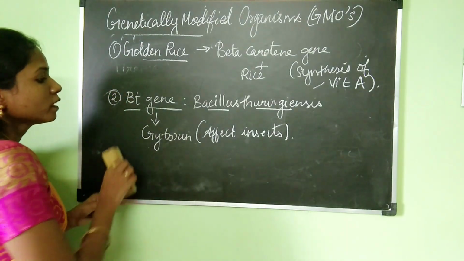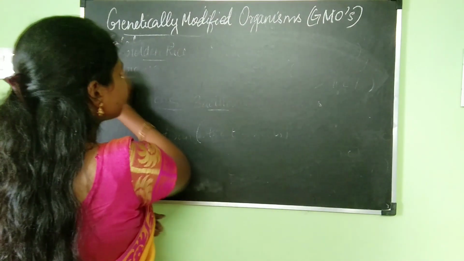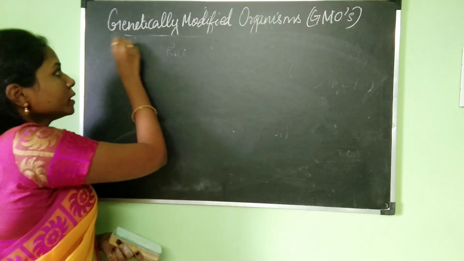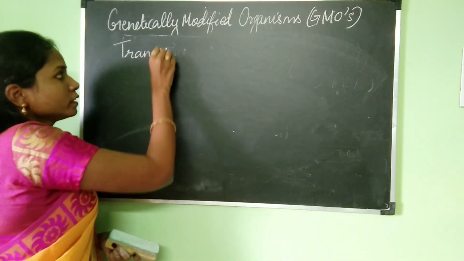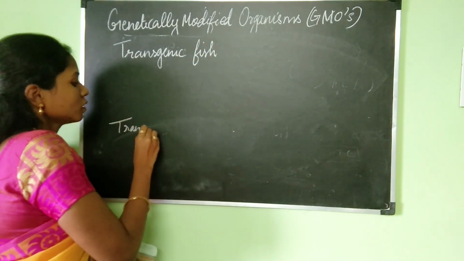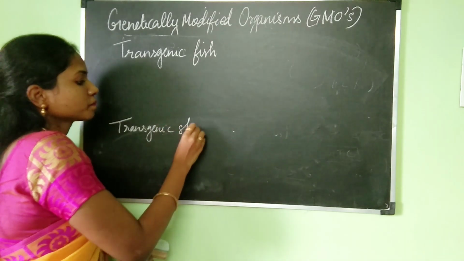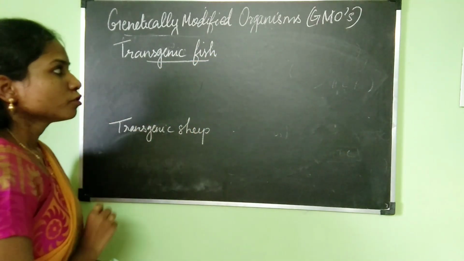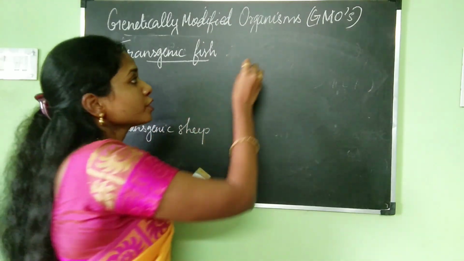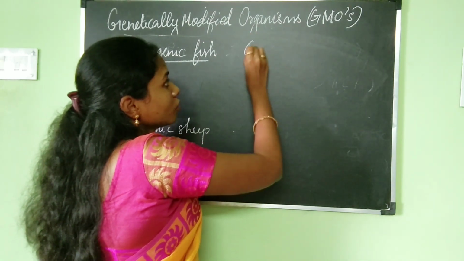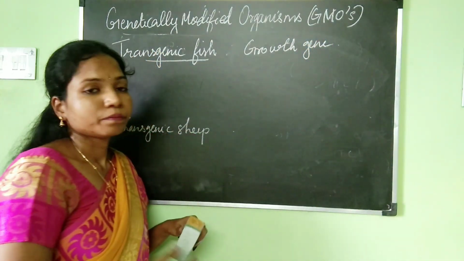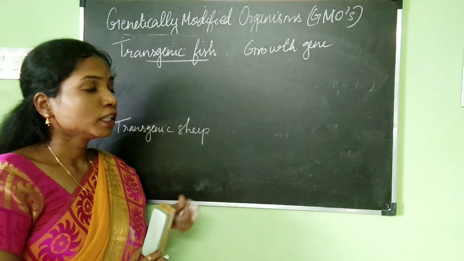Now let's take a look at the genetically modified animals. So under genetically modified animals, we will be studying two examples. One is the transgenic fish and the other one is the transgenic sheep. Okay, so when we talk about the transgenic fish, for producing this transgenic fish, the growth gene is going to be inserted into fishes.